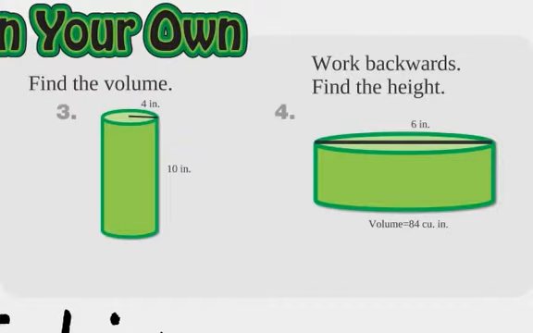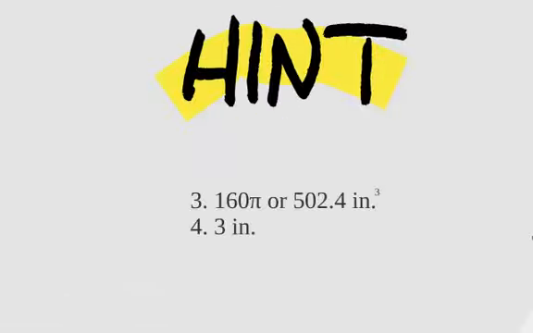All right, if you are having trouble with this guy on the right, set it up so V equals AH, where V is 84, and then work backwards. It's a one-step equation that you go backwards. All right, here are your answers. Ready for them? Here you go.